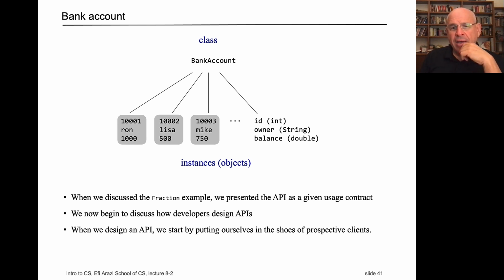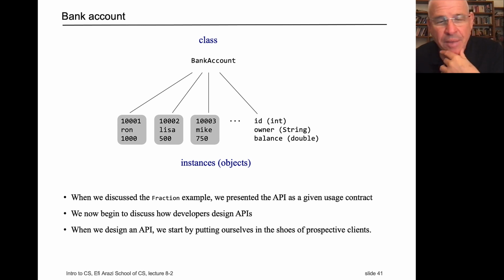Now, when we discussed the fraction example, we presented the fraction API as the usage contract, the contract by which one uses these objects of type fraction. Well, we'll now begin to discuss how developers actually design APIs. Not necessarily implement them, just the design, the architecture of the class.